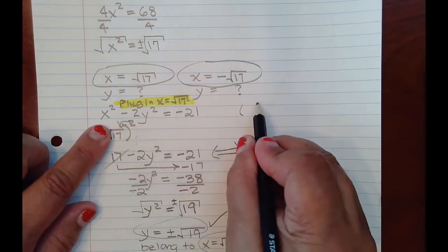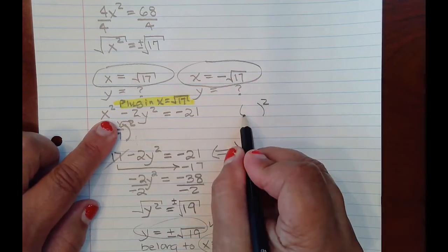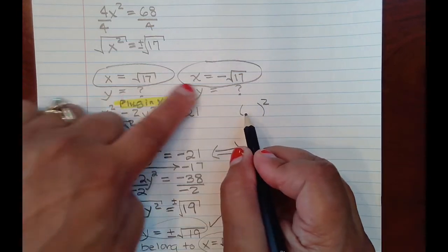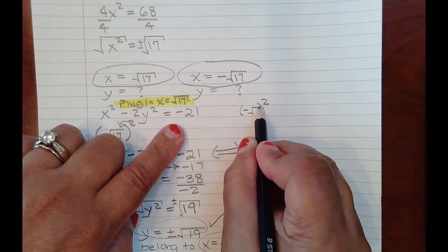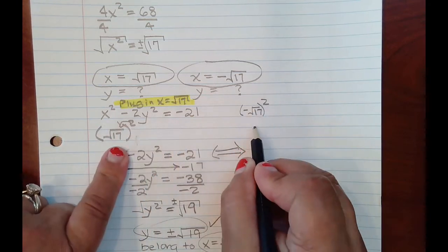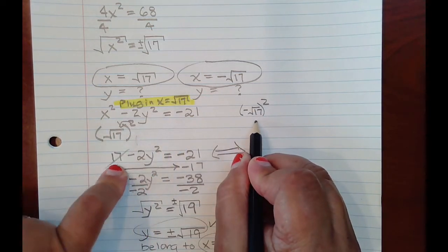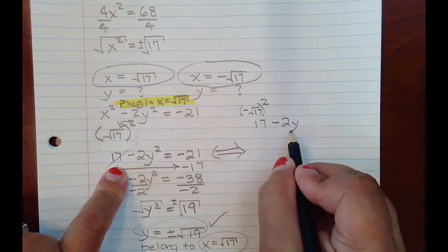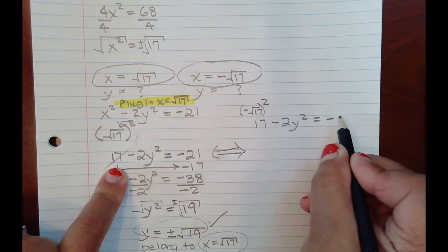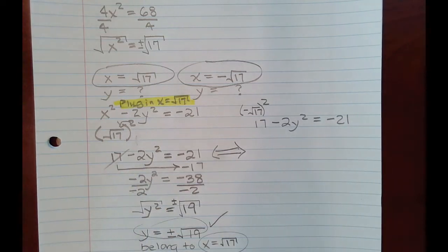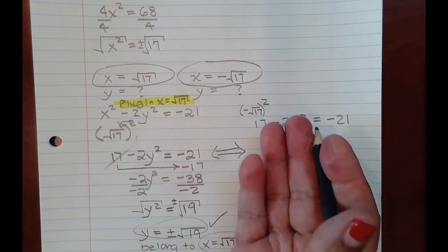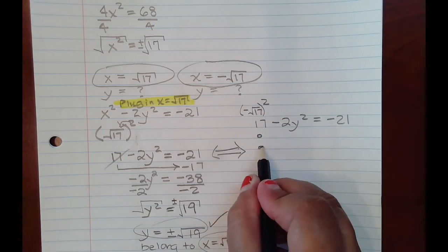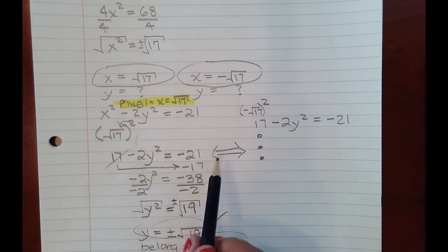You would be opening up this x squared. And whether you dump in positive square root of 17 or negative square root of 17, you still get a 17, just like we got right there. You would still get 17 minus 2y squared is equal to negative 21. And if you're going to get that same equation, then ultimately you're going to get the same answers that you had right here.